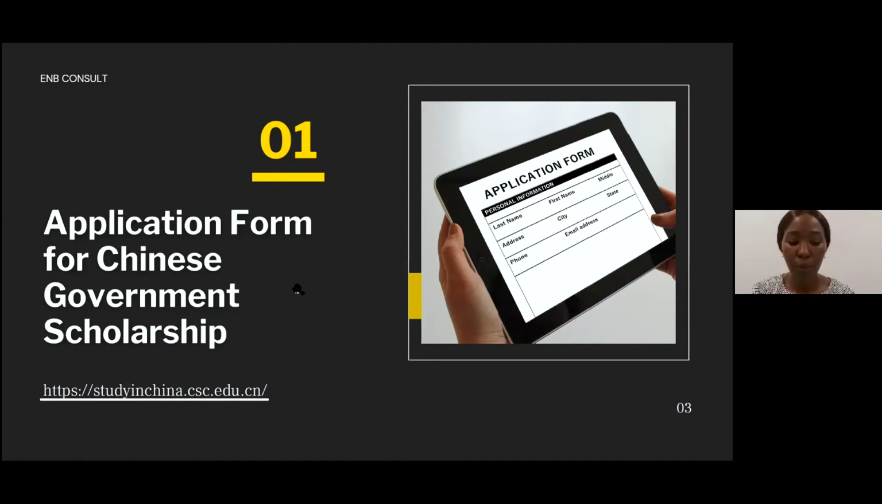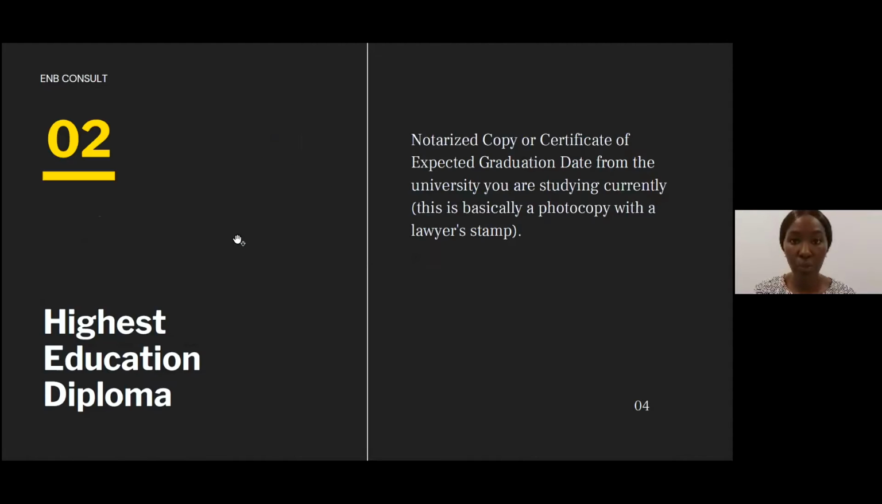Now, when you're filling this form, you'll be required to have some documents, and these documents are your transcript and your highest education diploma. So if you're doing an undergraduate, your highest academic qualification will be your high school, so you need your certificate for your high school graduation. In addition to this, you will need your transcript. Now, the certificate is not the original copy, it's a photocopy. So you have your certificate, you have it photocopied, and then you have it notarized by a lawyer. The same case with your transcript.